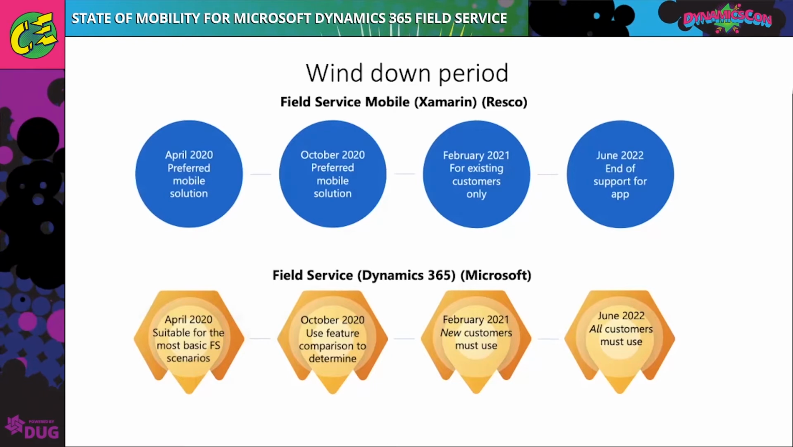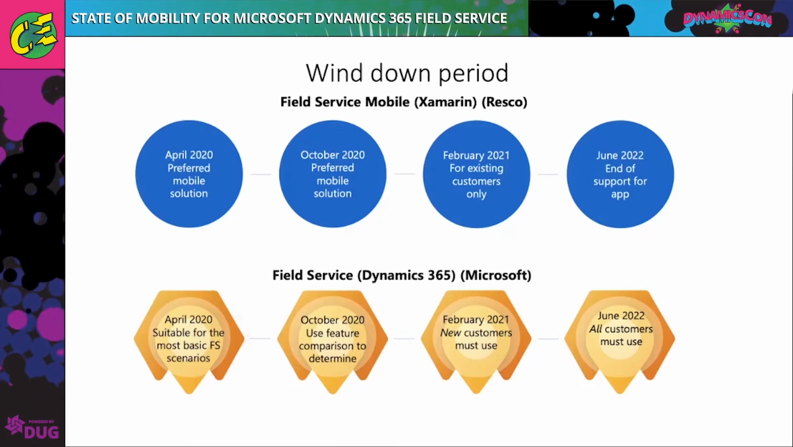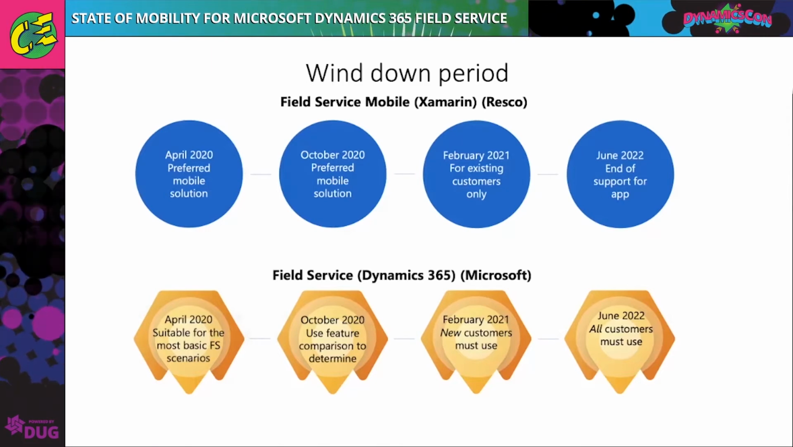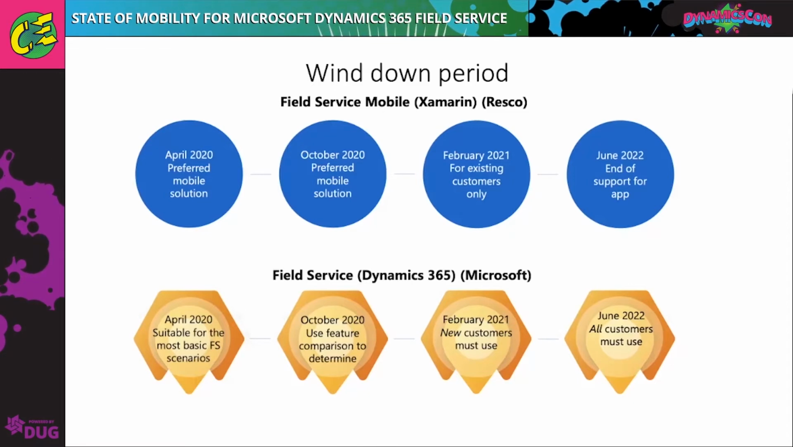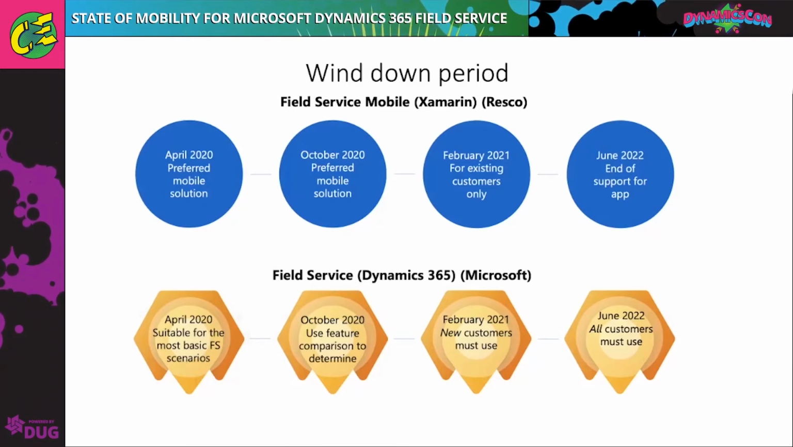In my opinion and my experience, the earlier the better, because 10 months in the IT world can mean really not much time. What will happen afterwards is that there will be one default application for all Microsoft Dynamics 365 Field Service customers, and that's going to be the yellow application. So starting June 2022, the yellow app is the only official application from Microsoft if you are a Microsoft Dynamics 365 Field Service customer.